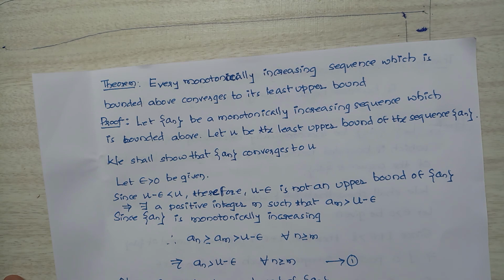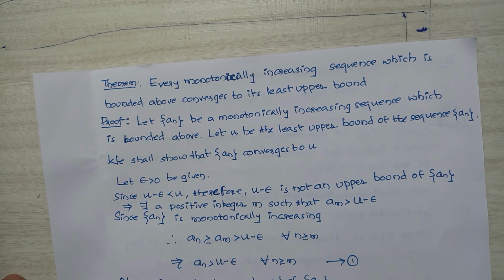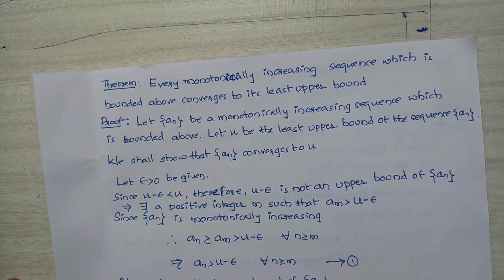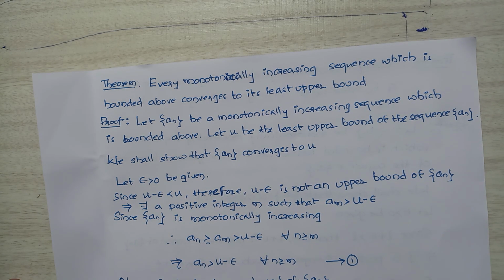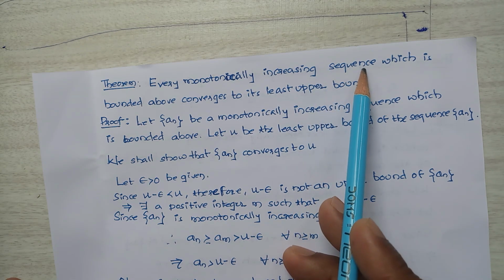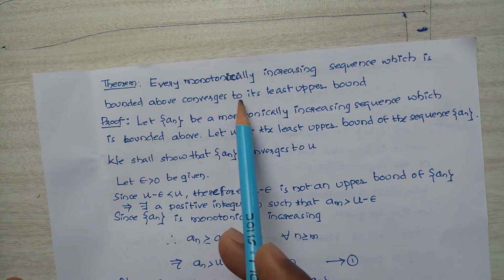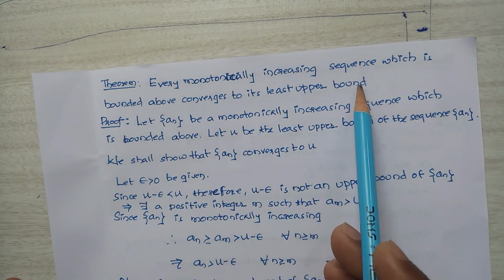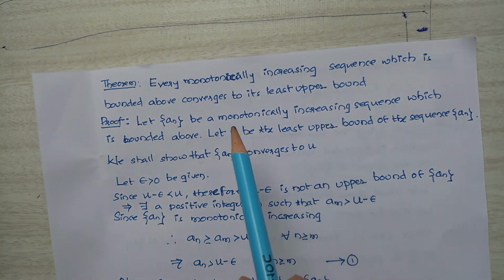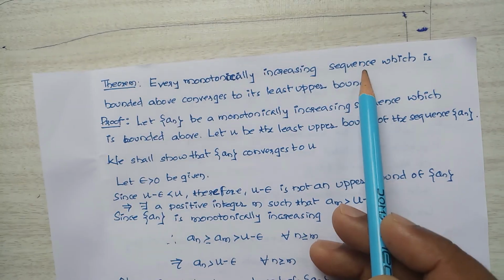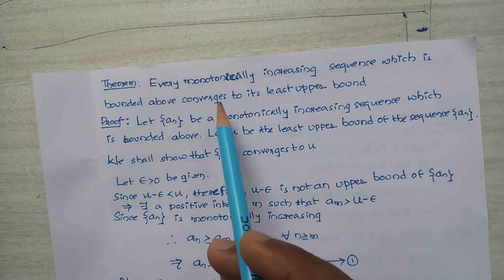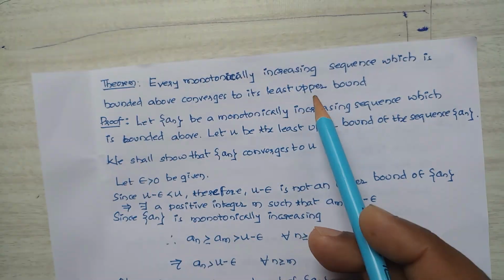In this class, let us see some theorems based on monotonic sequences, whether it is a monotonically increasing sequence or a monotonically decreasing sequence. Here, a theorem is that every monotonically increasing sequence which is bounded above converges to its least upper bound. Means we have to take a monotonically increasing sequence which is bounded above, and that converges to its least upper bound.